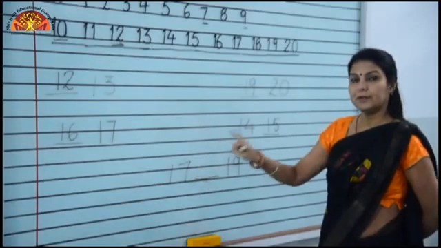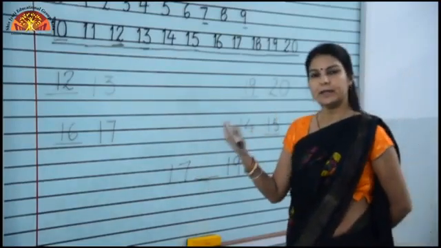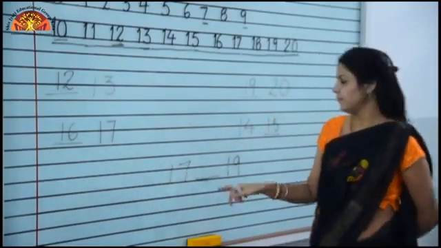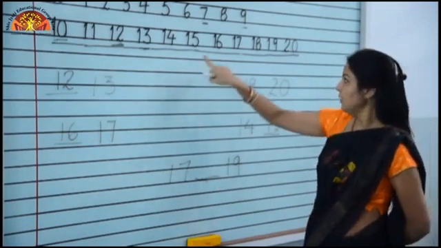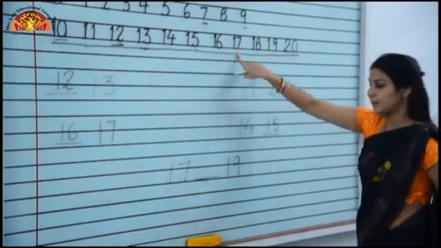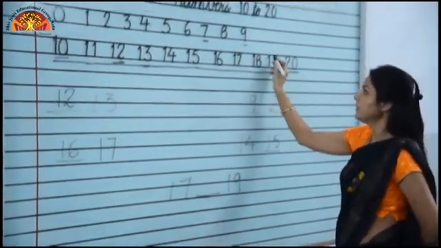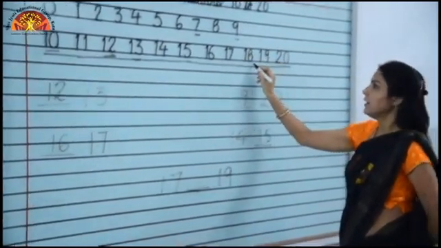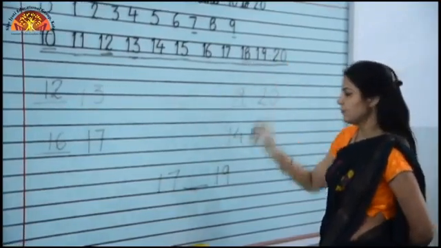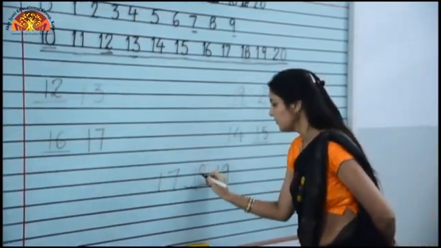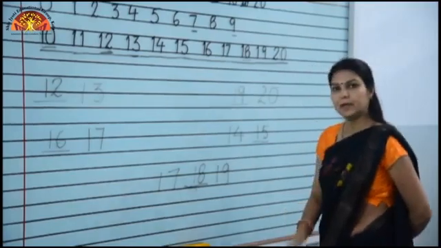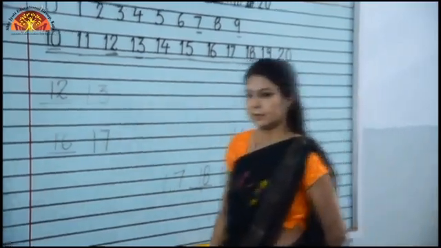What will come? If you know the counting, then you can write easily the after, before and between numbers. So look here, 17 is written here and 19 is written here. Which number is between these two numbers? 18 is between these two numbers. So 18 will come here as the between number.